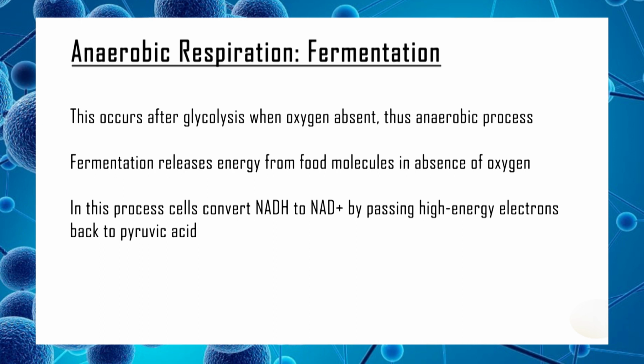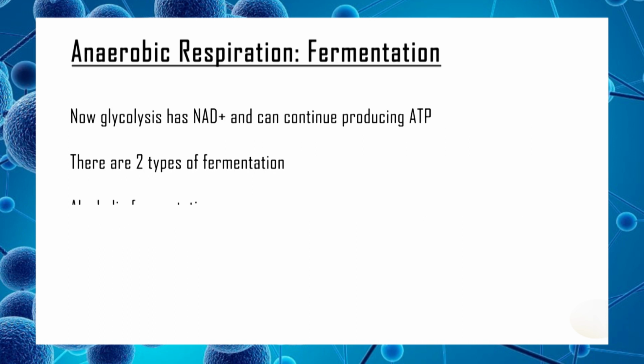In this process, cells convert NADH to NAD by passing high energy electrons back to pyruvic acid. Now, glycolysis has NAD and can continue producing ATP. There are two types of fermentation, alcoholic fermentation and lactic acid fermentation.